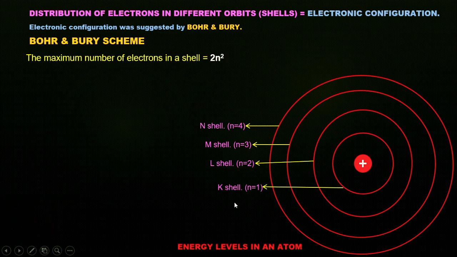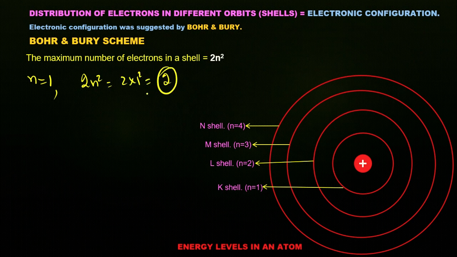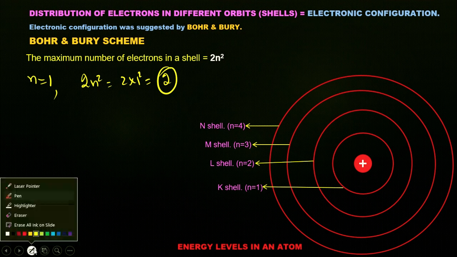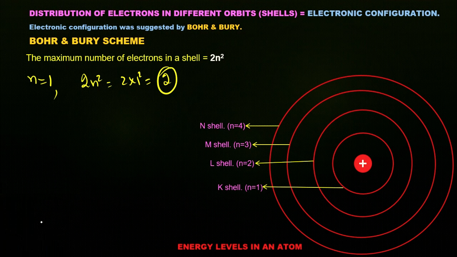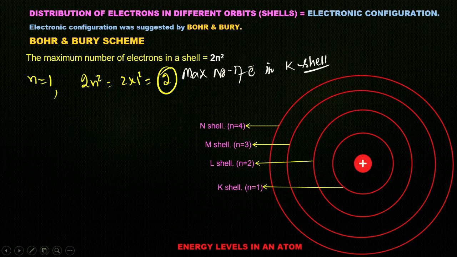Let's have a look at the first energy level, for which we will be placing n is equal to 1. Solve this formula, that is 2n square will be 2 into 1 square. That seems to be 2 only, isn't it? Definitely. So we got a number that is 2. It suggests that the maximum number of electrons in the first shell, that's the K shell, is 2. So the K shell can hold only 2 electrons. It cannot hold 3 electrons. If there is a third electron, that can be transferred to the second shell. So minimum 1 or maximum 2 in the first shell.